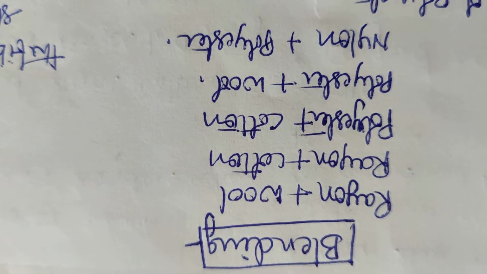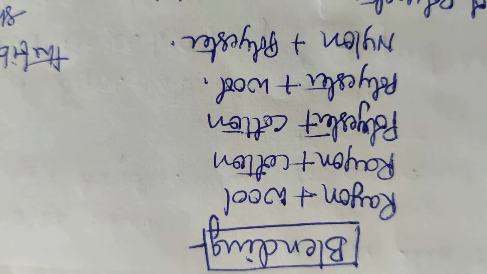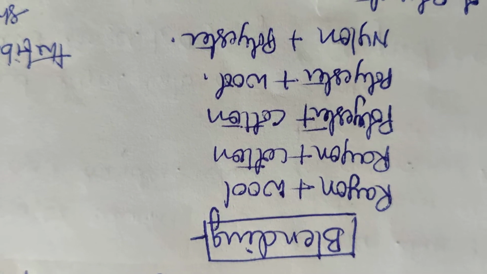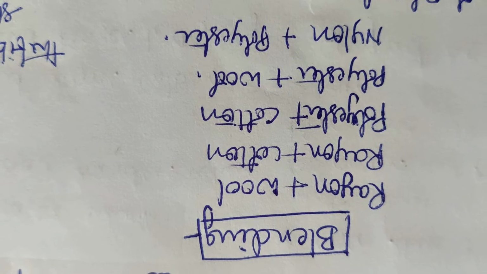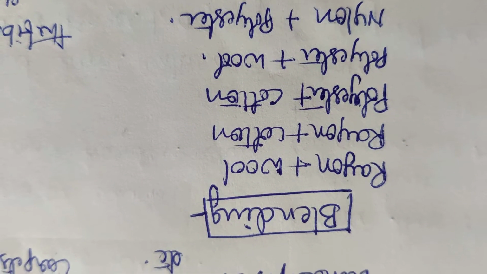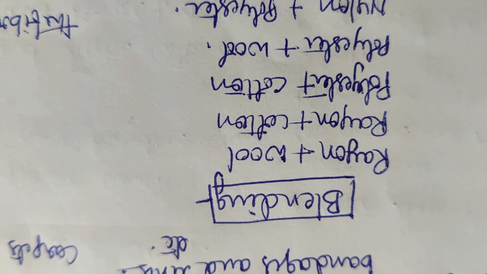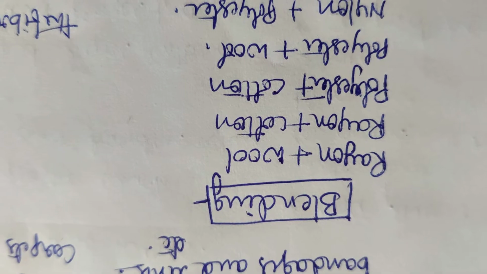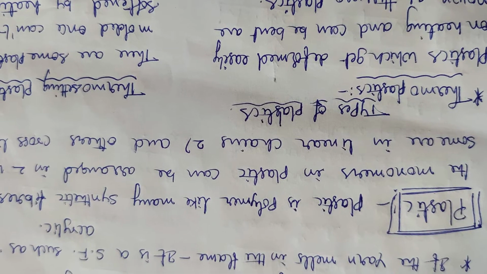Rayon mixed with wool, rayon mixed with cotton, polyester mixed with wool, nylon mixed with polyester. So by the blending process, we can obtain a good and required material. Now coming to the plastic.